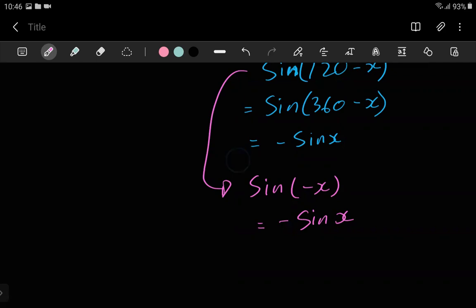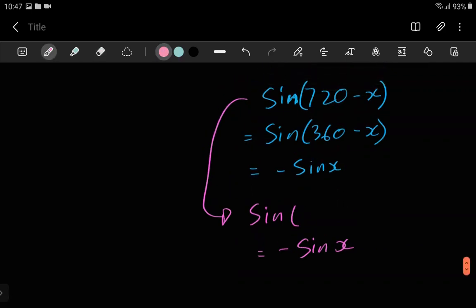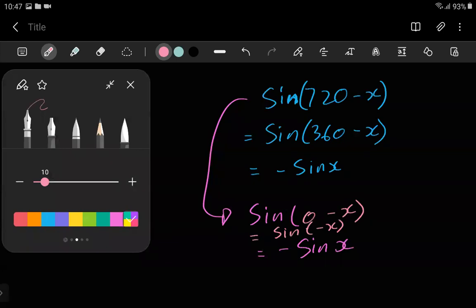I see it, but how would you explain just jumping from 720 directly to minus x? Oh, you're going twice. Never mind, I figured it out. So remove 360 twice, you would have 0 minus x, and then this is just sine of minus x.